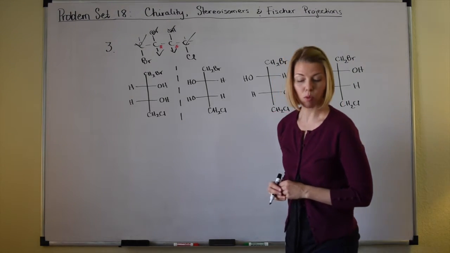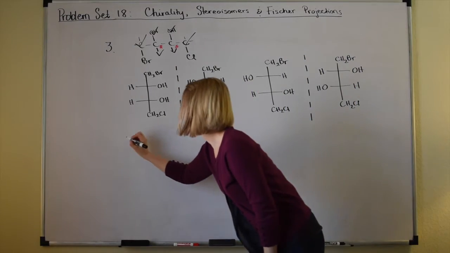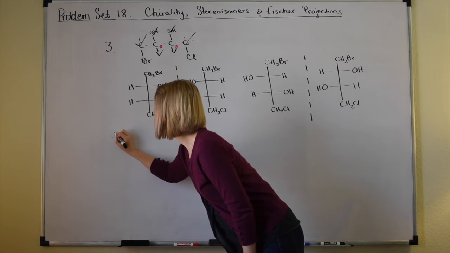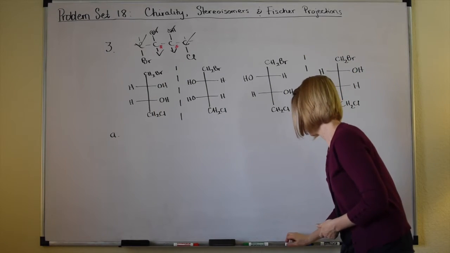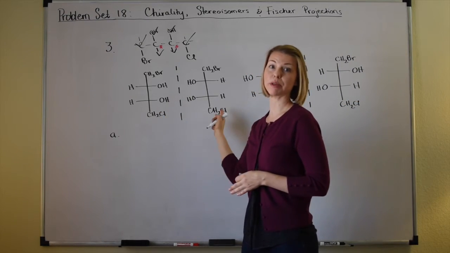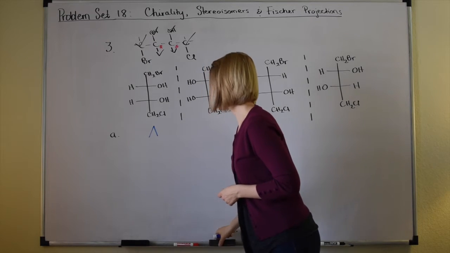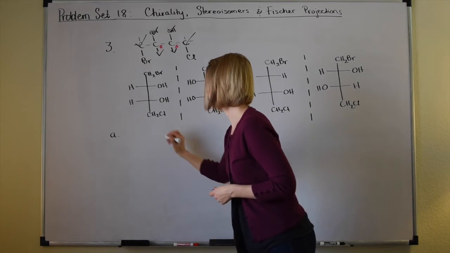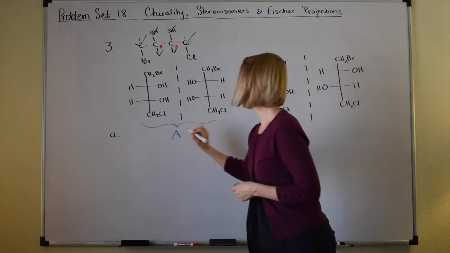Part A says to label one pair of enantiomers with a capital A. Okay, so for part A, I'm going to get the blue pen. We already know that these are non-superimposable mirror images. So this is a pair of enantiomers. I'll label them as A. I'll do it like this. Pair A.